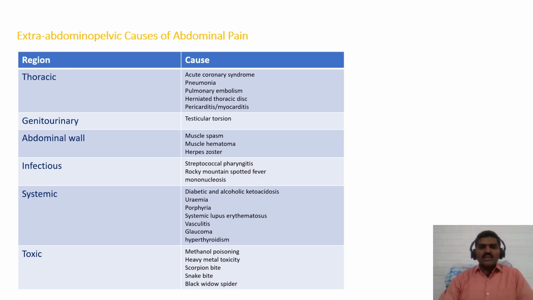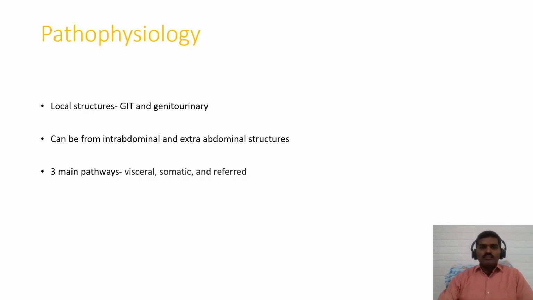So coming to the pathophysiology, how abdominal pain is caused. The structures of the GIT and genitourinary systems are located within the abdomen. Pain can be from intra-abdominal or extra-abdominal structures, as we discussed earlier. There are three main pathways which conduct pain: one is visceral, the second is somatic, and the third is referred pain.